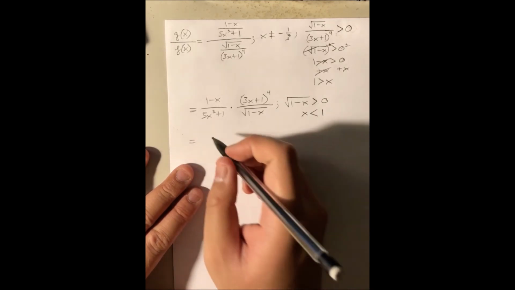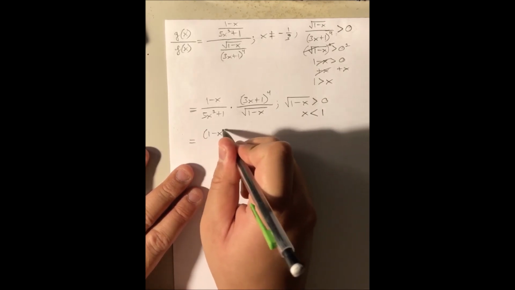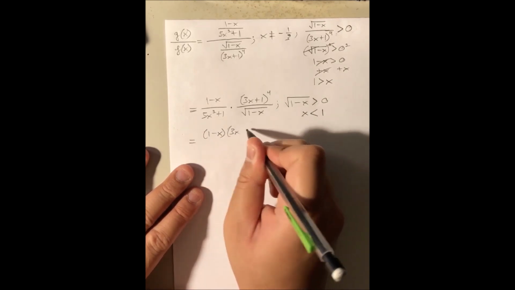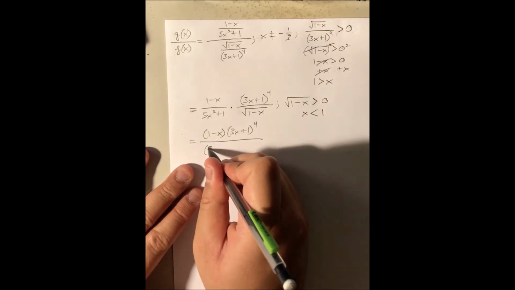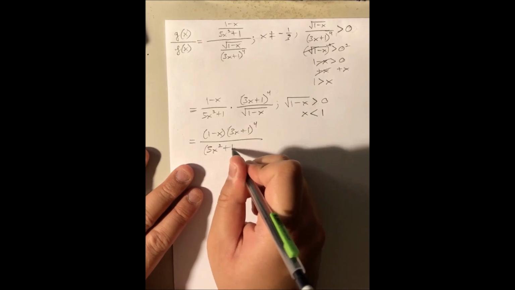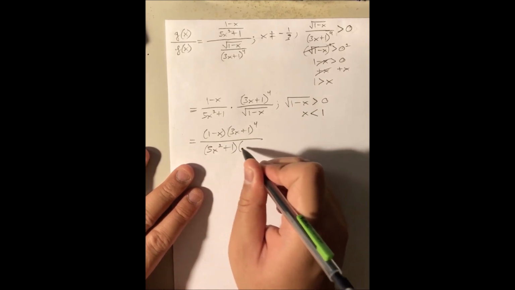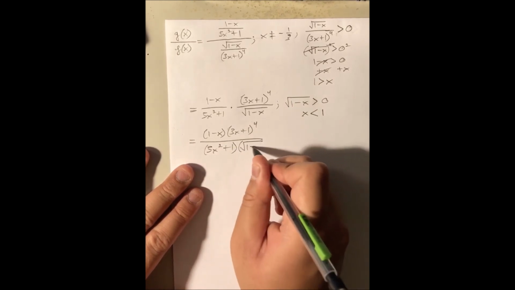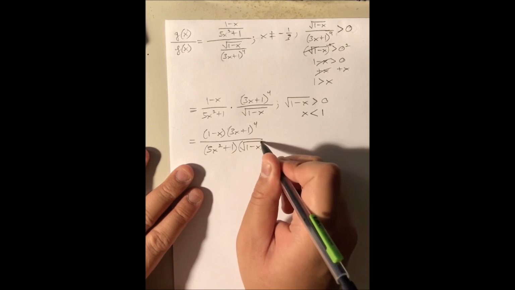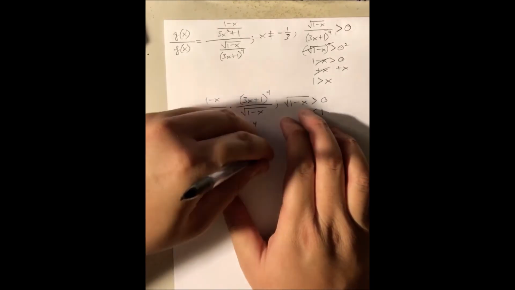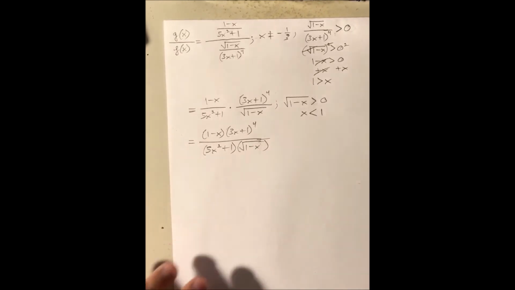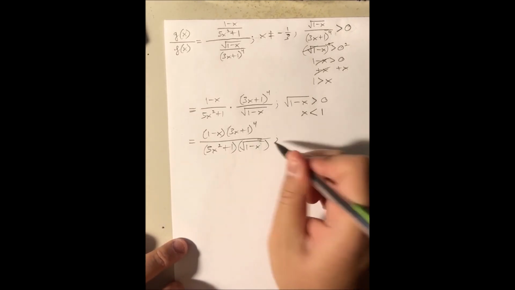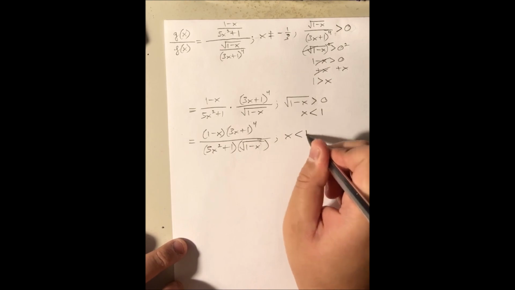And putting everything together, I got 1 minus x times 3x plus 1 raised to the 4th power, all divided by 5x squared plus 1 times the square root of 1 minus x. Oh, not sure why I wrote a parentheses, but you know, thinking as I'm doing here. So yeah, and the restriction is going to be the same, x less than positive 1.